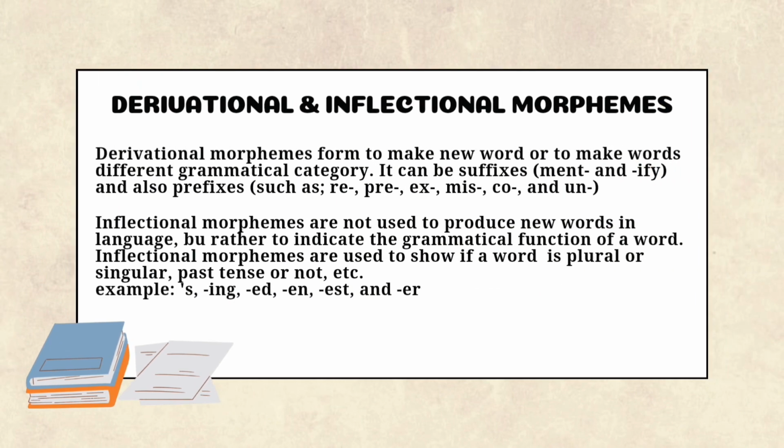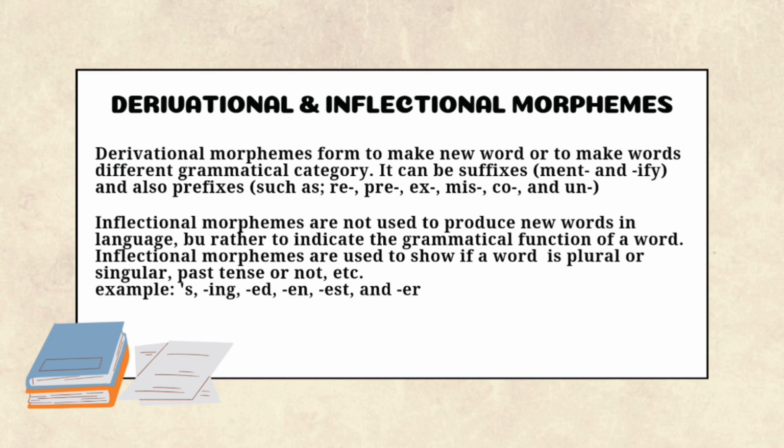First, derivational morphemes. Derivational morphemes are used to make new words or to make words of a different grammatical category. They can be suffixes, such as ment and ive, and also prefixes, such as re, pre, ex, mis, co, and un.